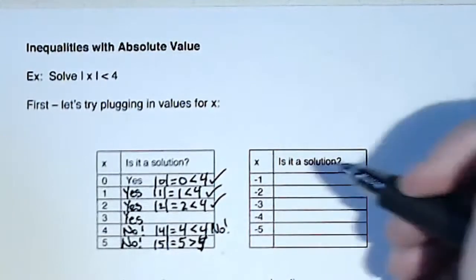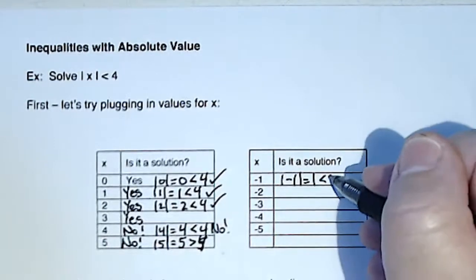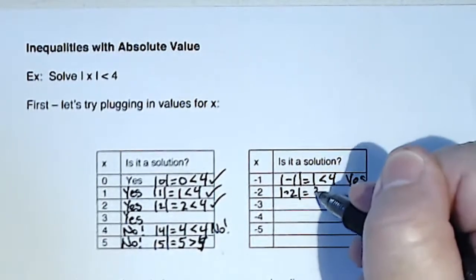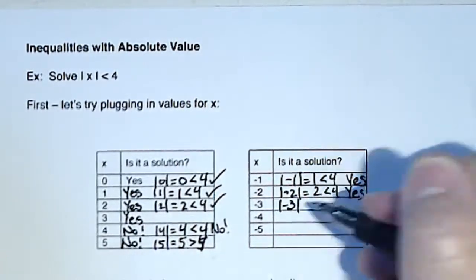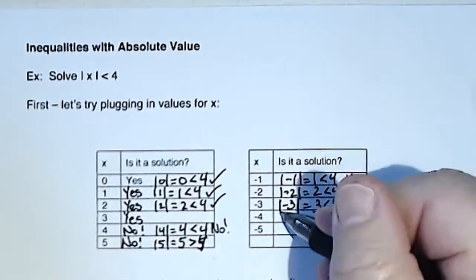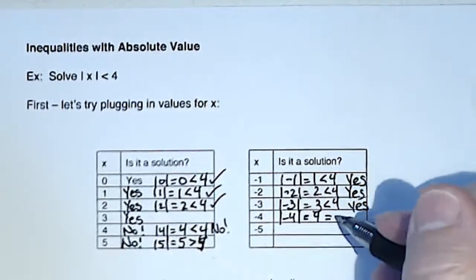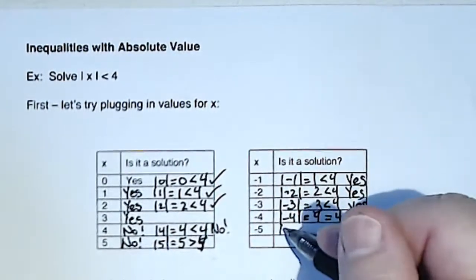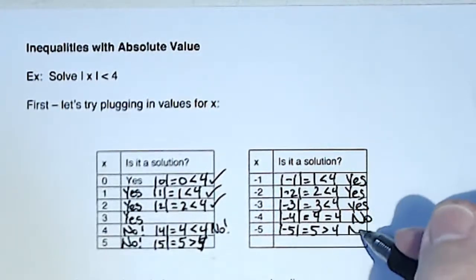Let's go to negative land. The absolute value of negative 1 is 1. That's less than 4. Yep. The absolute value of negative 2 is 2. That's less than 4. Yep. The absolute value of negative 3 is 3. That's less than 4. Yep. The absolute value of negative 4 is 4. That's equal to 4, so it's not a solution. The absolute value of negative 5 is 5. That's bigger than 4. That's not a solution.